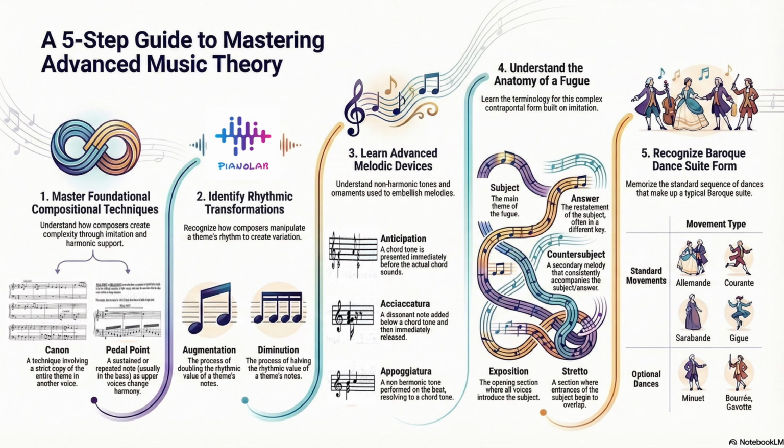And to finish the standard set, after that slow, thoughtful Sarabande, you get a rush of energy with the jig. Yes, the jig. It comes from English jigs. It's usually in a compound duple meter, like 6/8, and it almost always uses dotted rhythms and, fittingly, a tight fugal texture, a very spirited and complex finish. So those four, Allemande, Courante, Sarabande, jig, are the anchors.